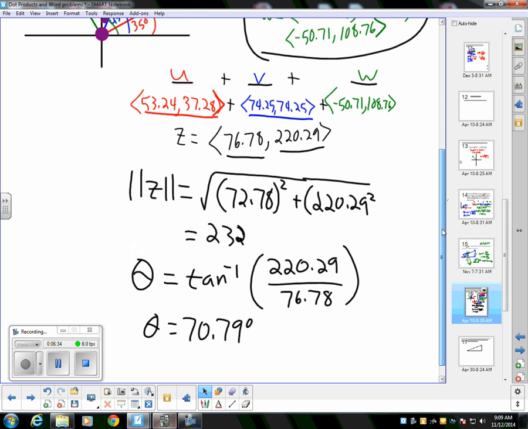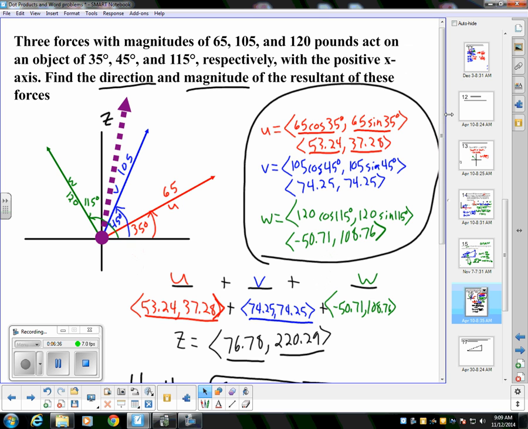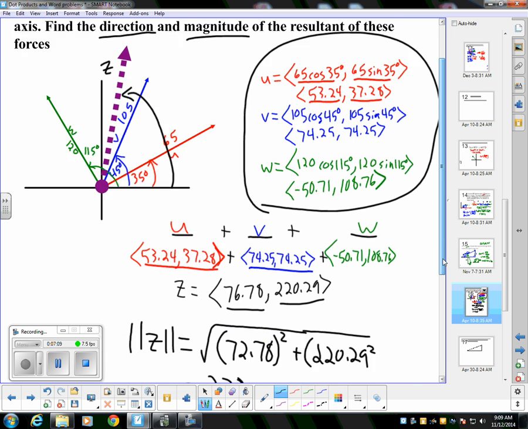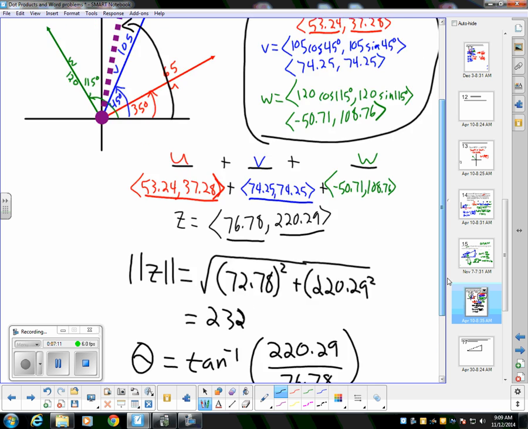Had this angle been bigger than 90 degrees, we would have had to add 180 to it. Had it been bigger than 180 degrees, we would have also added 180 to it, because what you would have gotten was a negative angle in there. And had this angle been bigger than 270, we would have added 360 to it. Now, when I say the angle, had the vector been in the 4th quadrant, that's what I mean by that. Okay, so the direction angle then is 70.8 degrees. So that's 70.8 degrees to go up to here. And then the magnitude of this vector was 232 pounds.